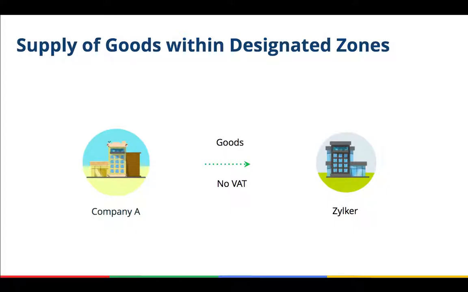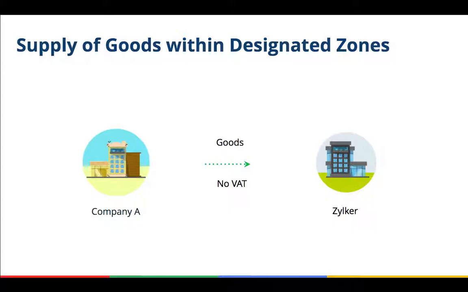We have now seen the cases of how a purchase by a company inside the designated zone is affected when supply is made from outside the state, or from inside the state to the designated zone. Now we'll see what happens when a supply is done within the designated zone.